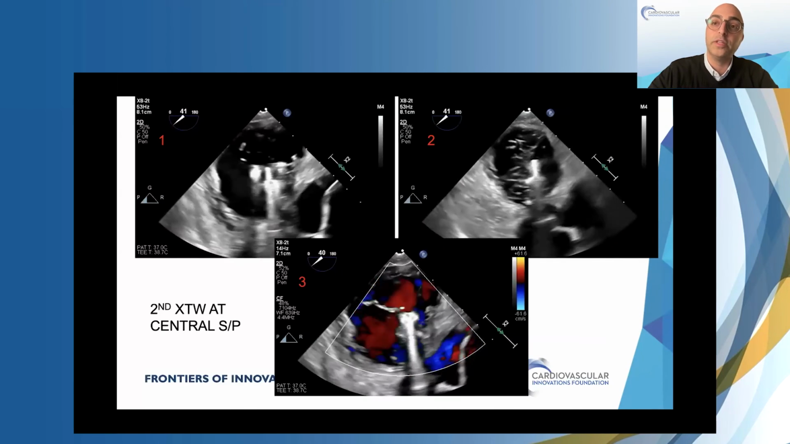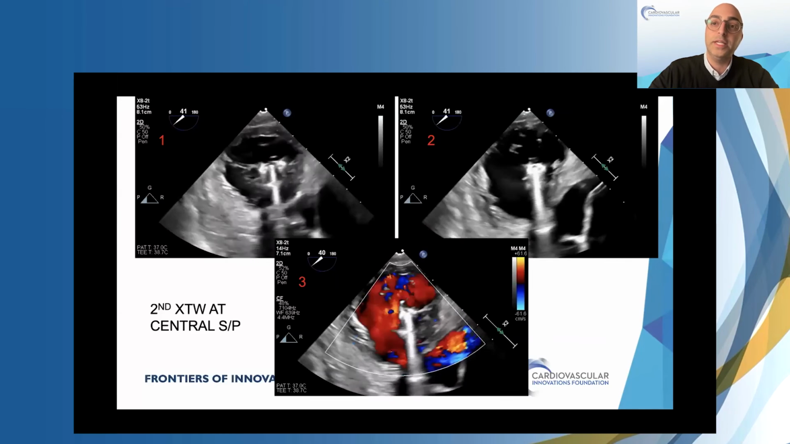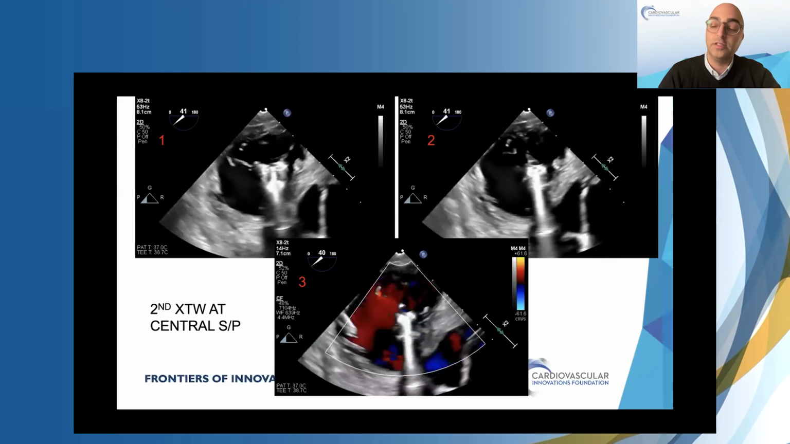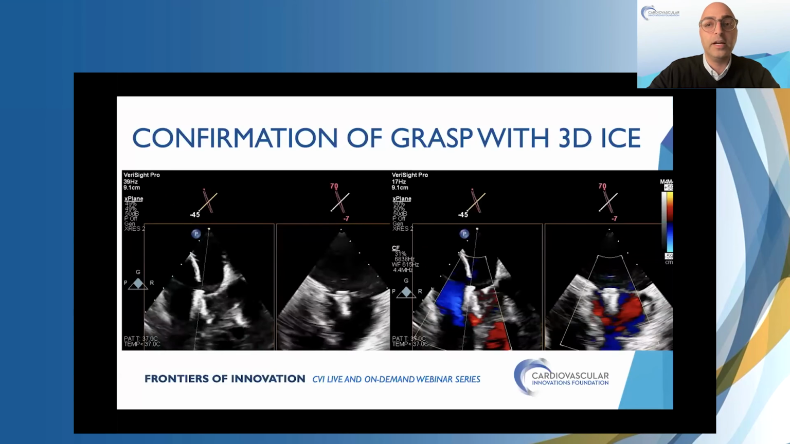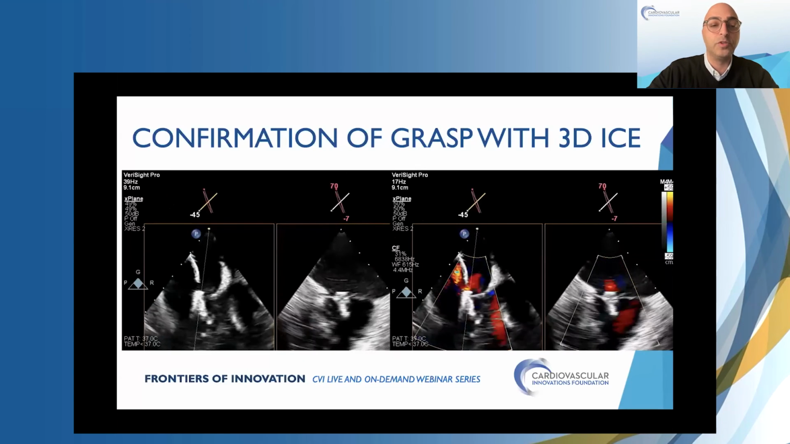There was a big cord there that kind of pushed us towards central SP, but we took it because the grasp was just so nice. And we confirmed our grasp again. And this is another feature of 3D ICE people should be aware of.